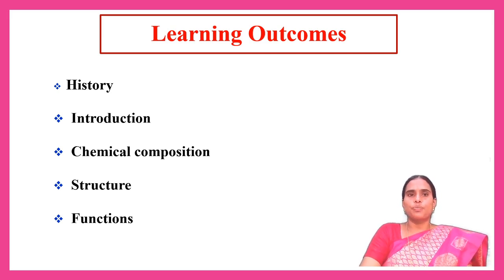Learning outcomes of this topic. At the end of this topic, the student is able to learn about the history of plasma membrane, introduction of plasma membrane, chemical composition, and different models proposed by different scientists, and various functions that are performed by plasma membrane. These are the main learning outcomes of this topic.